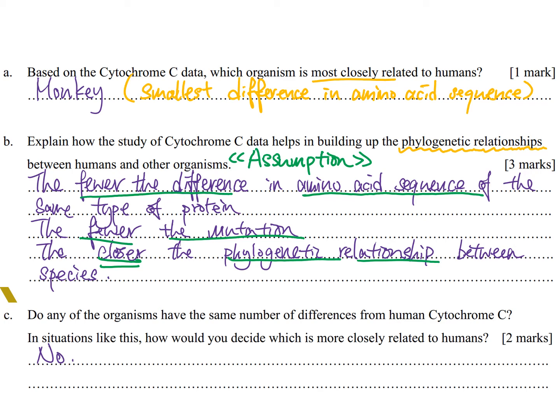Last question, question C. Do any of the organisms have the same number of differences from human cytochrome C? Alright, I give you the answer, that is no. And in such a situation, how would you decide which is more closely related to humans? So that means besides checking the amino acid sequence of this particular cytochrome C, what else can you use to check for the evolutionary relationships? You have two more methods.